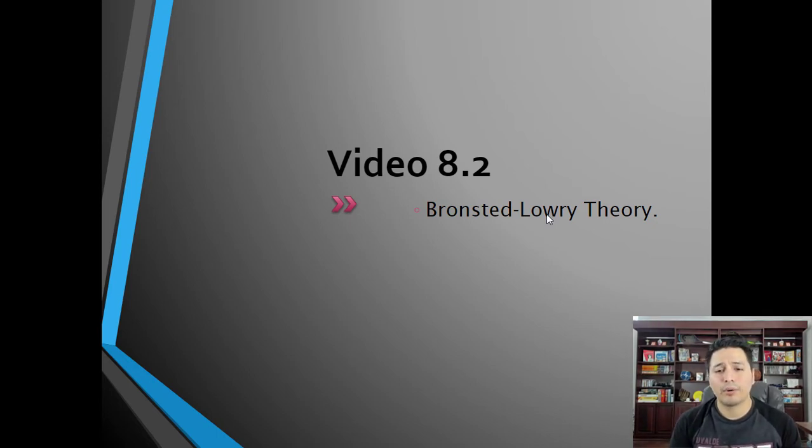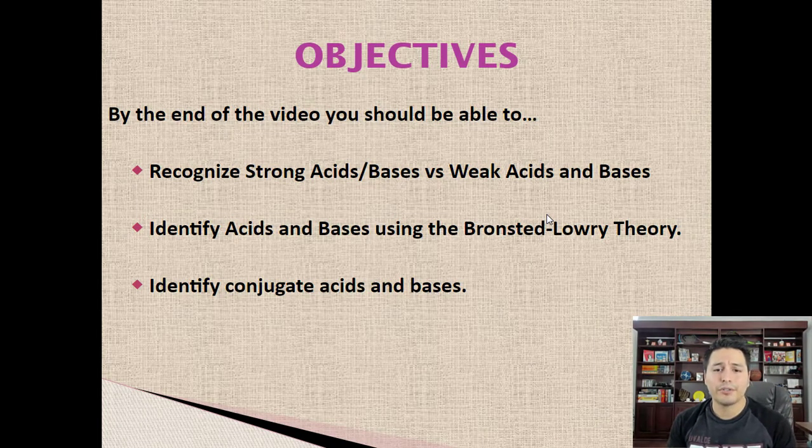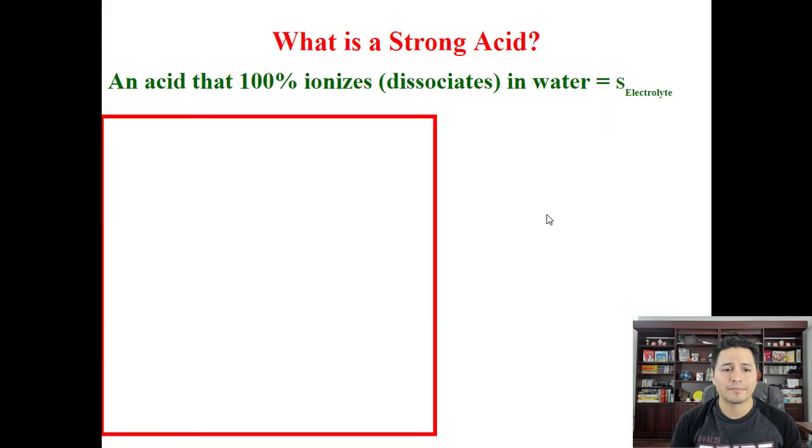Today we'll be covering Bronsted-Lowry theory. This is going to be the second part of our acid and base PowerPoint. So by the end of this video, you should be able to recognize strong acids and bases versus weak acids and bases. You should also be able to identify acids and bases using the Bronsted-Lowry theory. And lastly, you must be able to identify conjugate acids and bases.